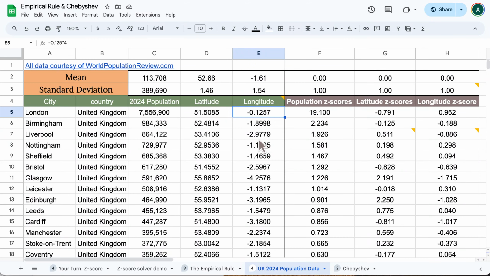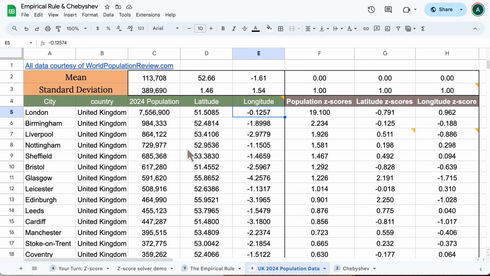We want to give you an example of Chebyshev's theorem in action and show where, hey, maybe we're dealing with a data set that is not normally distributed, and so we cannot use the empirical rule, but we still can use Chebyshev's theorem to make certain kinds of guarantees for ourselves. So this is going back to the 2024 United Kingdom population data.